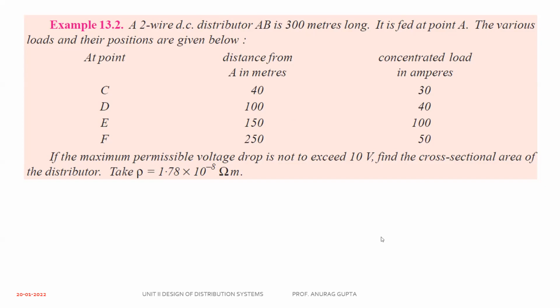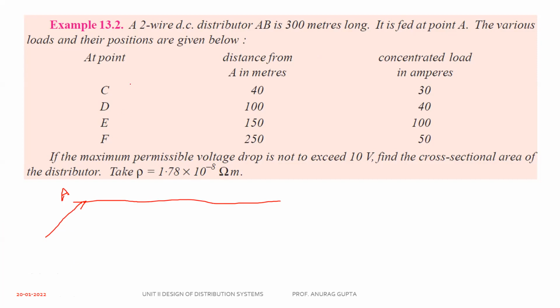This type of numerical you have already solved in the 5th semester, in APS 1, and I also discussed the same thing in yesterday's lecture. Whenever we solve such a numerical, we have to find at which point we are getting the power. First, we make a single line diagram. The distance given is 300 meters long, so I draw a single line and feed at point A.